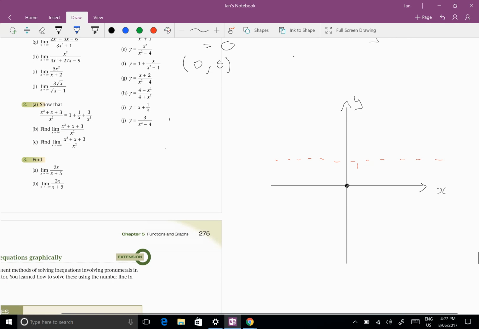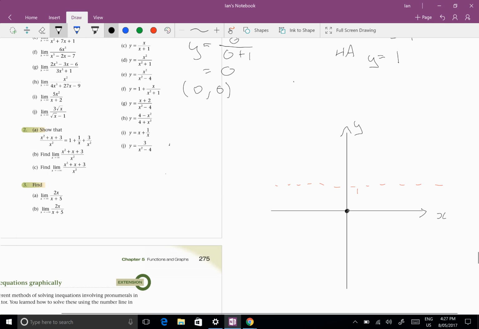Well, let's think about what happens as x approaches positive infinity. Well, what am I going to get? I'm going to get y is going to approach 1. We already know that, but from what side? Is it going to come from above or below? Well, let's put some numbers in. Let's let x equal 100.